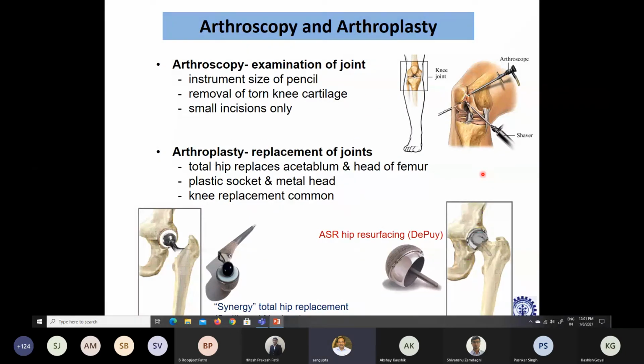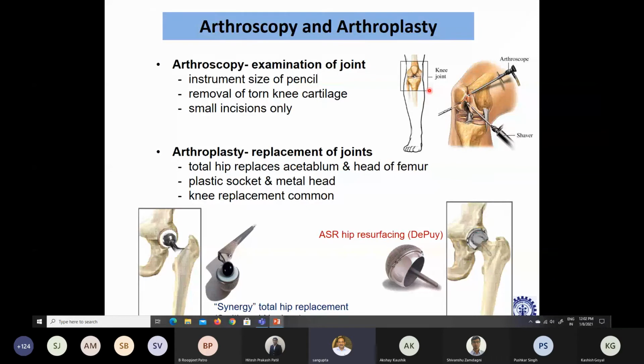Now, there are two common things in the treatment of orthopedic surgery, arthroscopy and arthroplasty. So what is the difference between arthroscopy and arthroplasty? Arthroplasty is basically joint replacement, whereas arthroscopy is where you are using some advanced technique to try to mend certain defects in the normal joint.